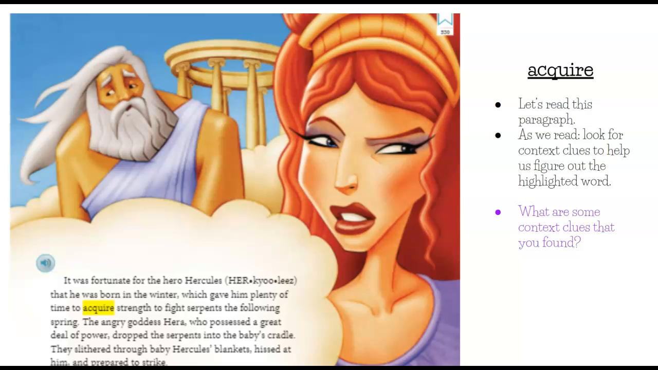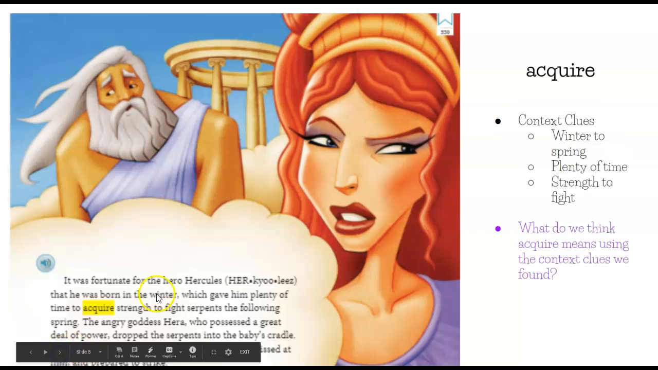Let's see if that word would make sense there. Instead of using the word acquire, I'm going to use the word build. He was born in the winter, which gave him plenty of time to build strength to fight serpents the following spring. That word build is a synonym to acquire. So I think acquire means to build. So do you see how I use my context clues to help me figure this out? So let's go to the next page here.